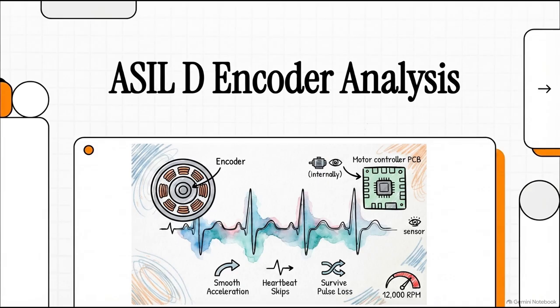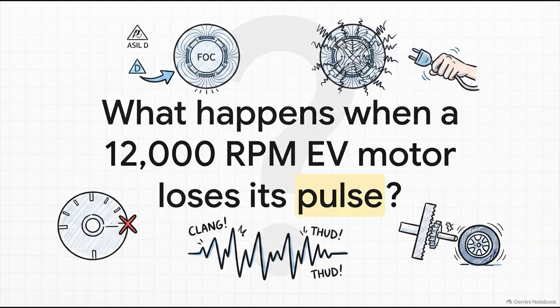It's this vital sensory organ that tells the motor controller exactly where the rotor is, at what angle, and at what speed, thousands of times a second. Now, when it works perfectly, you get smooth, silent, blistering acceleration. But what happens when that heartbeat skips? Today, we're going to unpack the underlying physics of encoder anomalies and the totally extreme engineering required to survive a pulse loss.